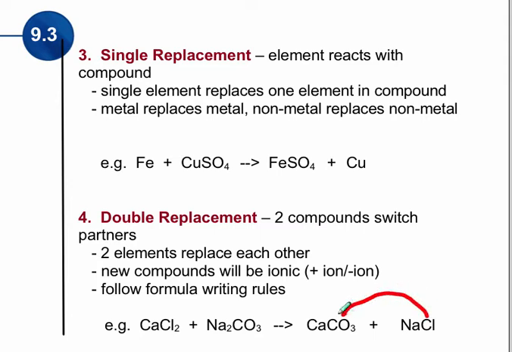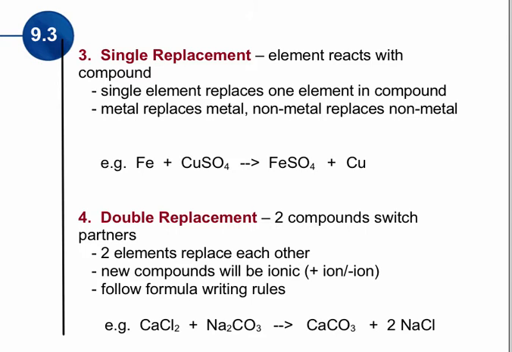There's that replacement, a double replacement. Now we have to look at the charges to balance the charges, and that would give us our chemical formulas. And then to balance the chemical formula, we would need 2 NaCl, sodium chloride, to balance that chemical reaction.